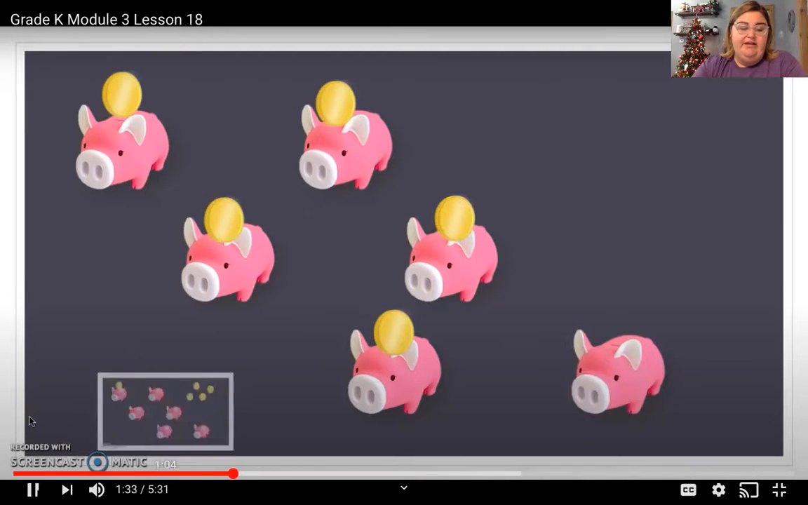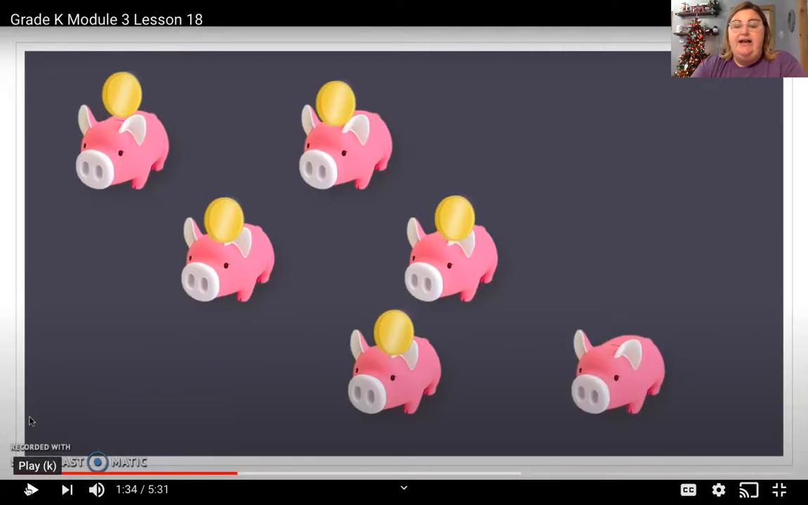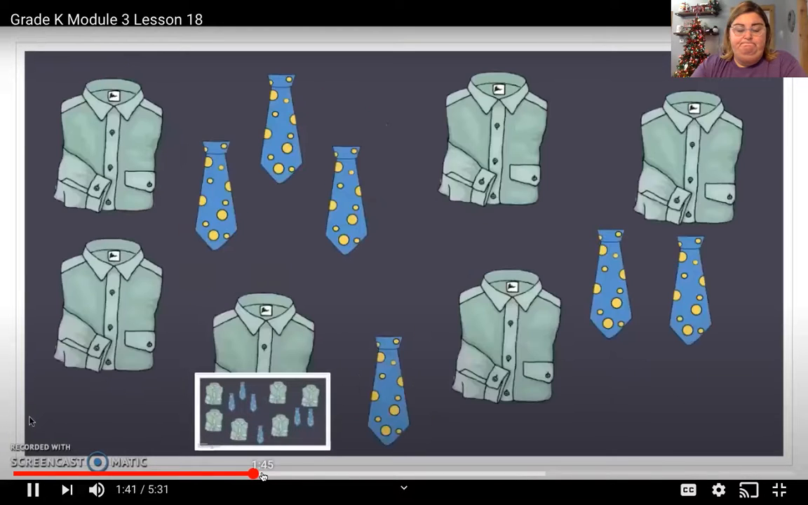And so I want everybody to say that really. I have more piggy banks than I do coins. So that was more than, not the same as, because we didn't have the same amount. That was more than. I'll be careful when I'm putting things in my bag that I count them out. Hey, but you did a nice job comparing. Let's try another one.